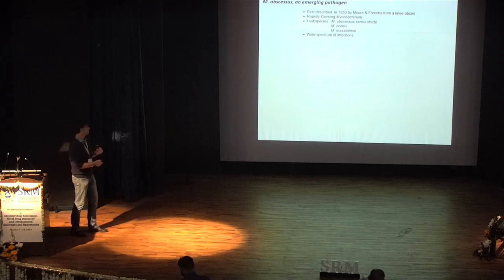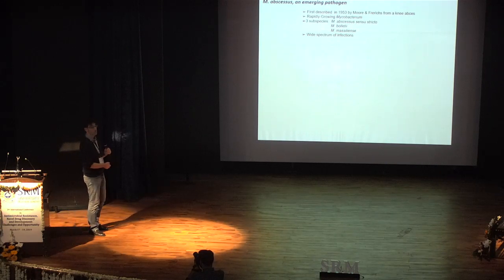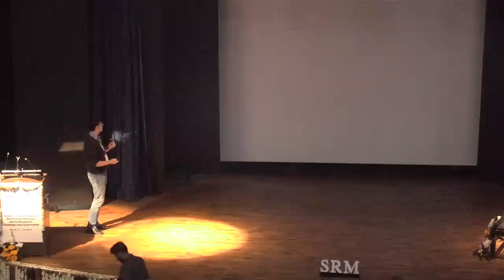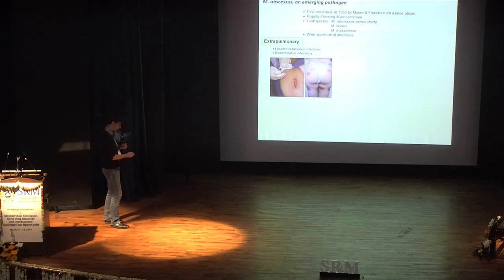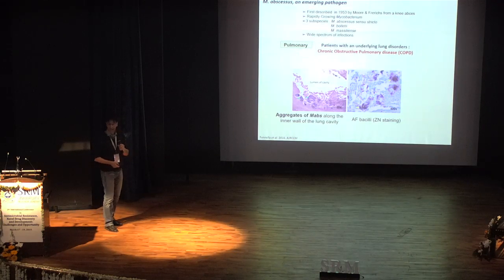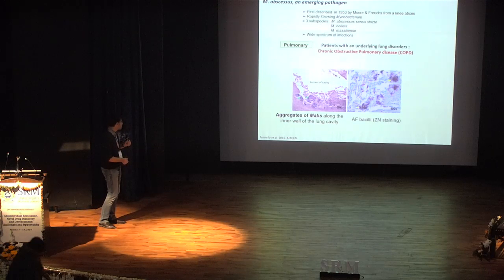possesses three different subspecies, Mycobacterium abscessus sensu stricto, Mycobacterium bolletii, Mycobacterium massiliense, and all can induce a wide spectrum of clinical infections. These infections can be extrapulmonary infections, as illustrated here, so cutaneous infections or disseminated infections, or pulmonary infections in patients with already underlying lung disorders. This is the case of COPD, chronic obstructive pulmonary disease, as you can see on this pulmonary histopathology section. The presence of aggregates of M. abscessus here along the inner wall of the lung cavity.